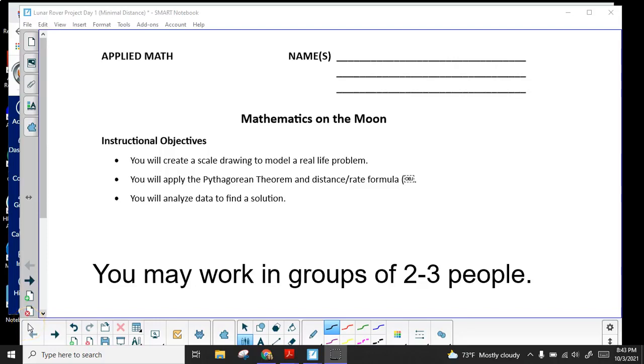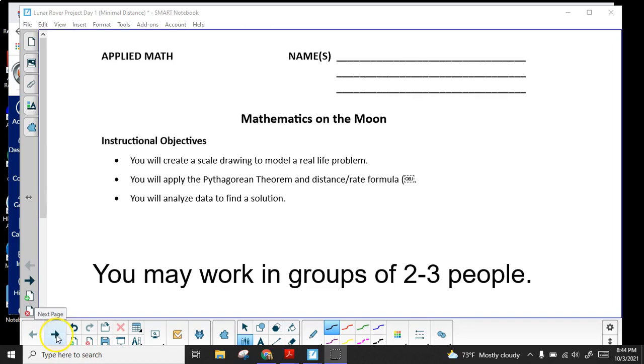Hello Applied Math students. In this video we are going to talk about phase 1 of the Mathematics on the Moon project. I will not be reading every step of it for you. You have paper for that, but I'm giving you the basic ideas of what you're supposed to do. You may work in groups of 2 to 3 people.